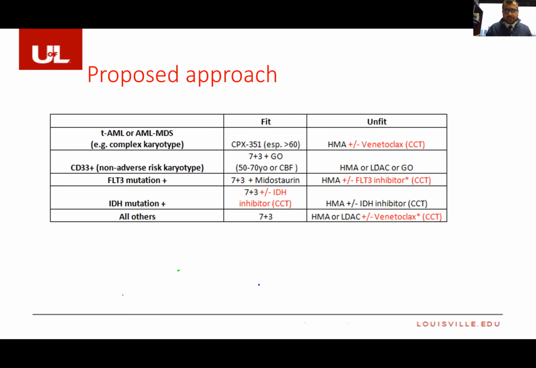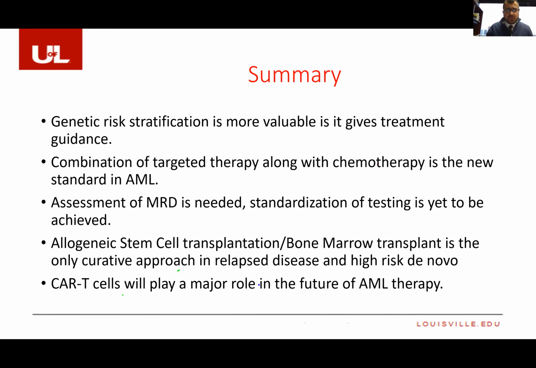And in summary, genetic risk stratification has been a very, very valuable tool that gives us treatment guidance. Combination of targeted therapy and chemotherapy is now the standard, and we should always look for those targets to use instead of just throwing 7+3 at everybody. MRD assessment has been proven to make a difference.